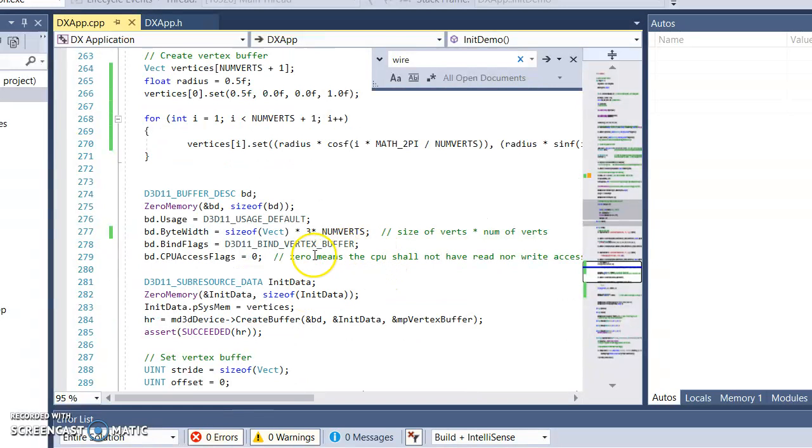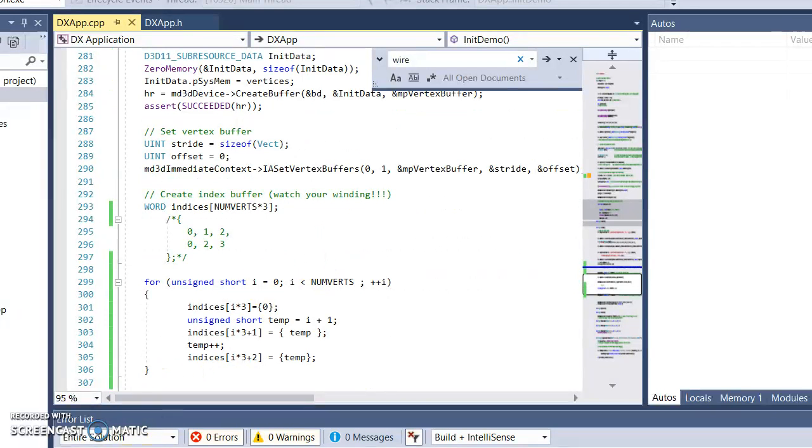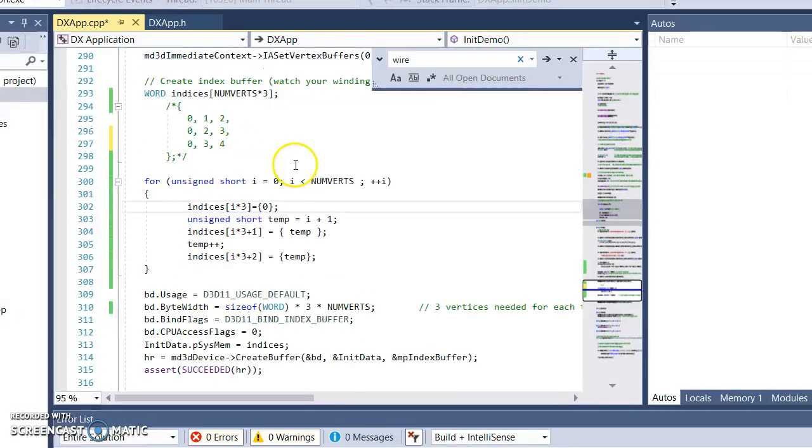Then the other thing that I changed was the byte width. So we're going to use the 3 times the number of vertices, which is going to be the total of how many vertex we are going to use to draw the triangles. And then for the indices, I also set up an array of indices by the size of all the number of vertex times 3.